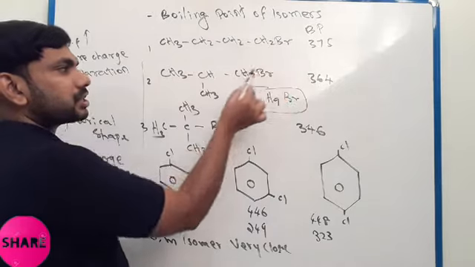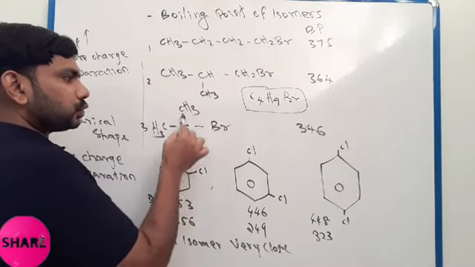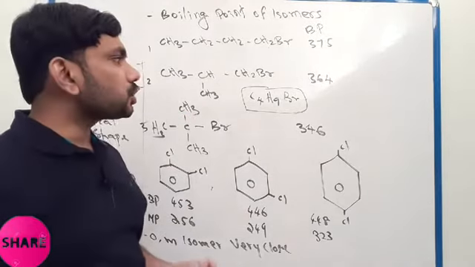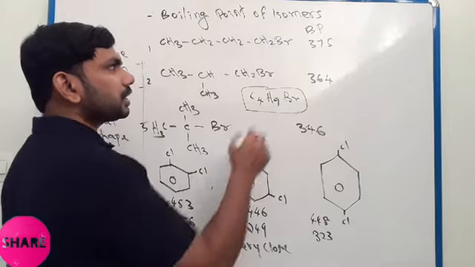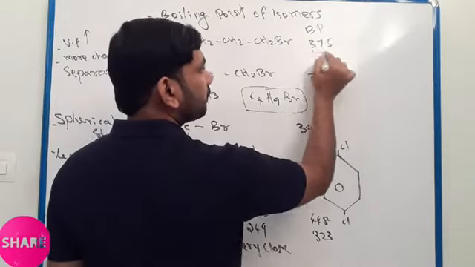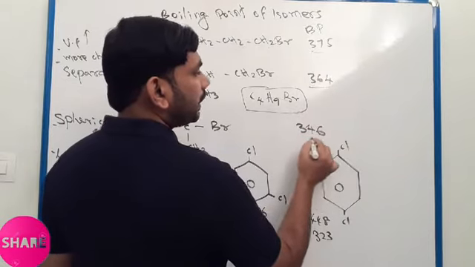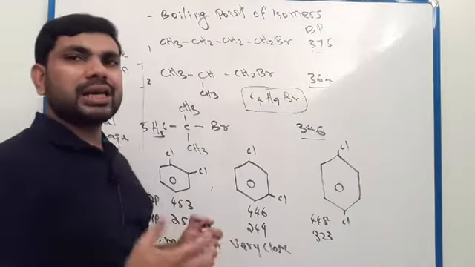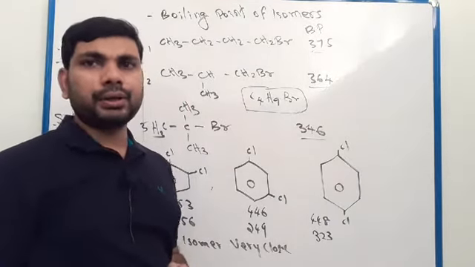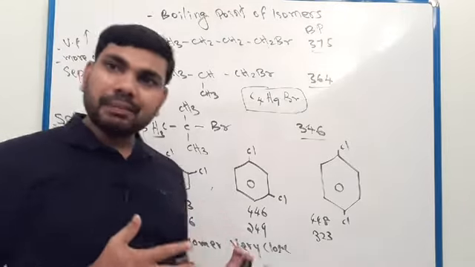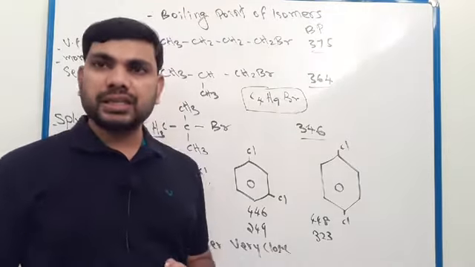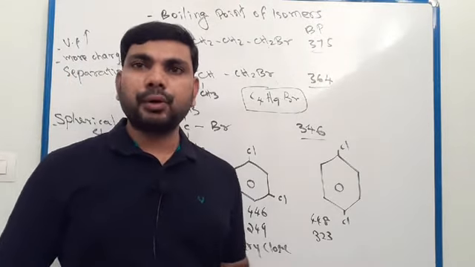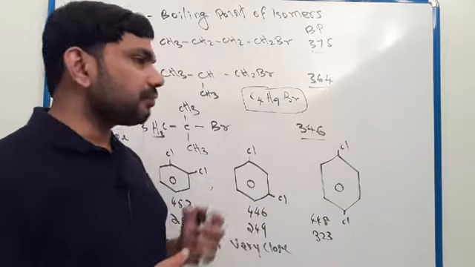Here this is a linear structure, there is a branch, and here there are 2 branches. So these are different structures but they have the same molecular formula, so they are isomers. But you can check their boiling points here: 375, 364, 346. So this straight chain isomer shows the highest boiling point. Isomers have the same number of atoms but different structures, and they have different melting and boiling points. We can explain the reason for this.